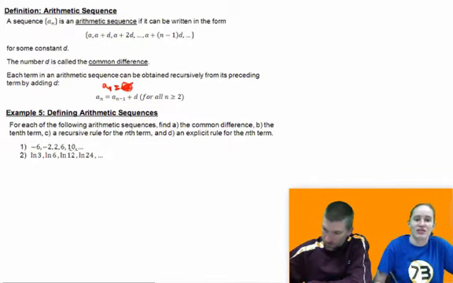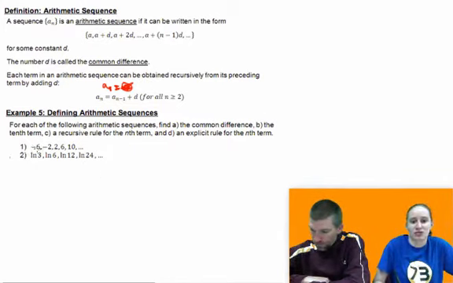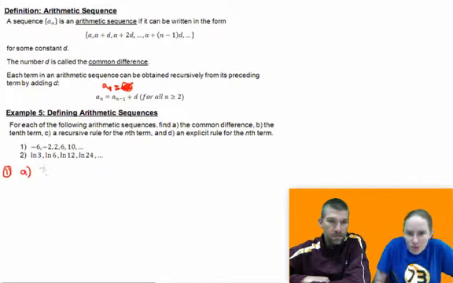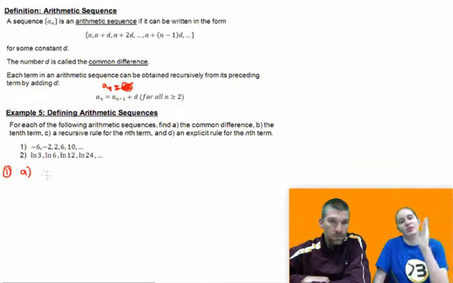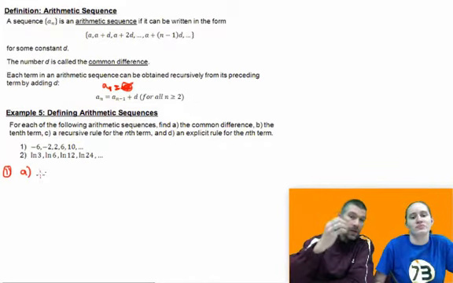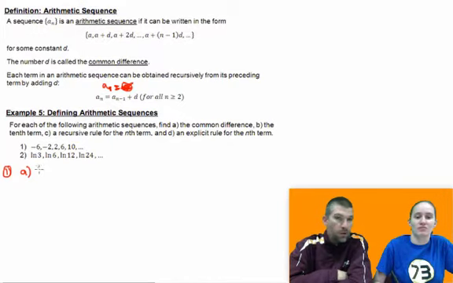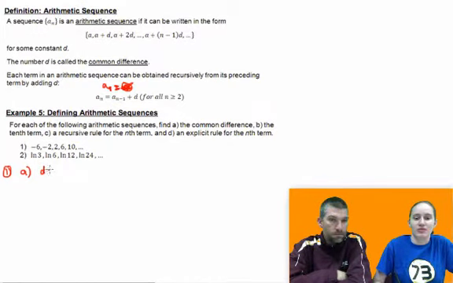So this has 4 parts on this question, and we're doing number 1. So for 1, part A, we want to find the common difference. So how much are we adding to get to the next term? Or subtracting. What are we doing, either adding or subtracting, to go from -6 to -2? In this case, it's 4. So D is 4.